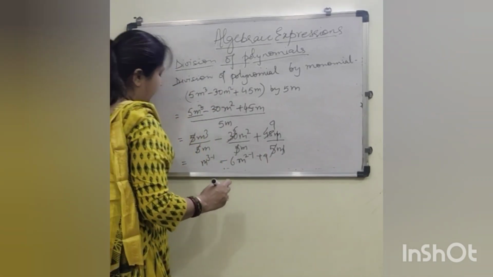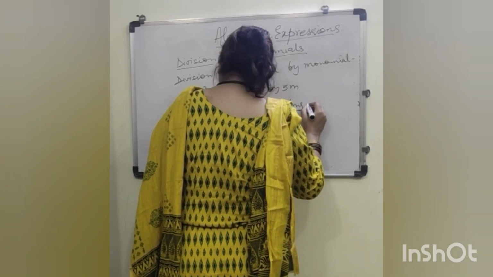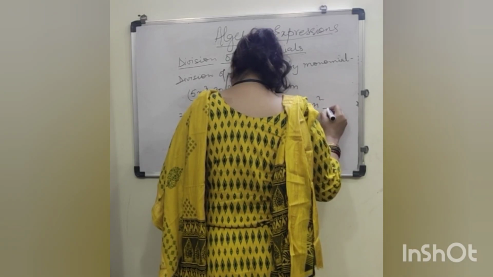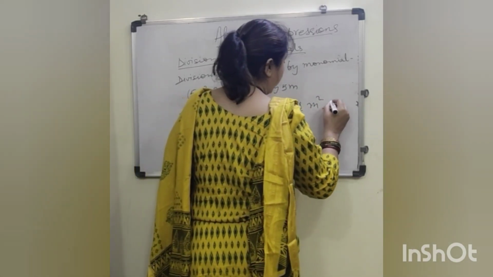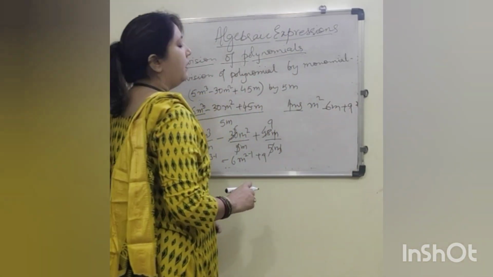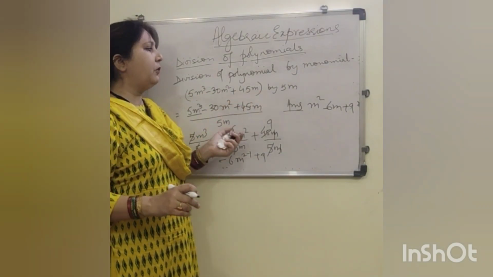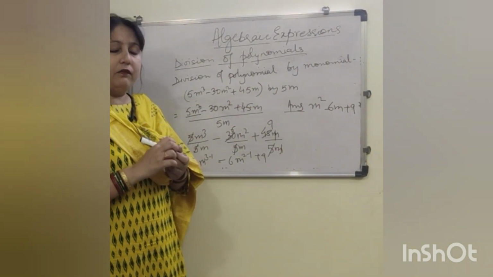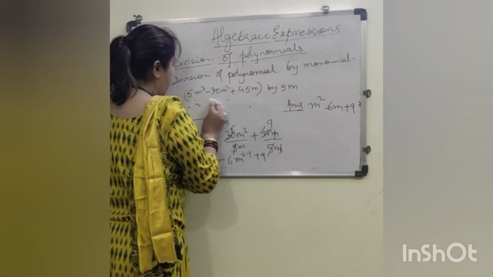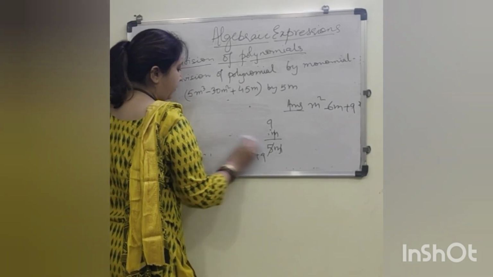So your ultimate answer would be m square minus 6m plus 9. This is how you do the division of polynomial by a monomial. The same question with a different way, like division method, I am doing it for you so that you will start learning how to do the division method.